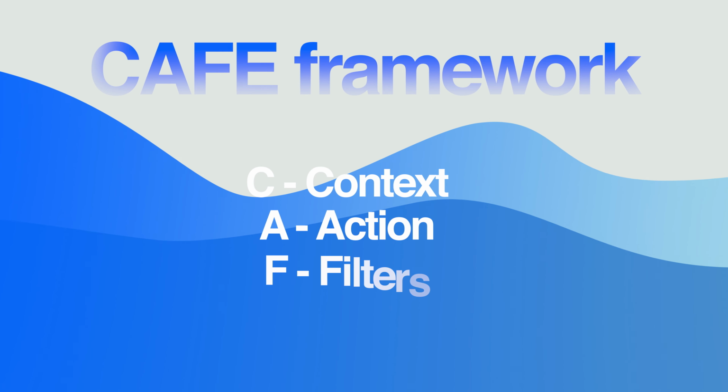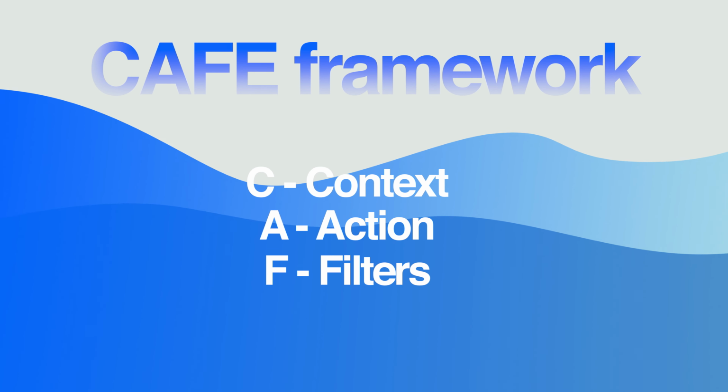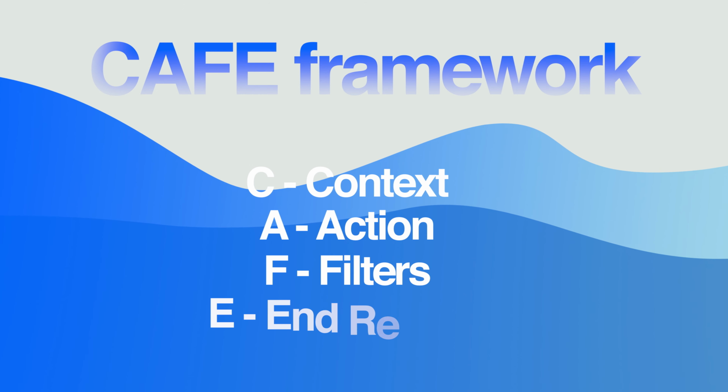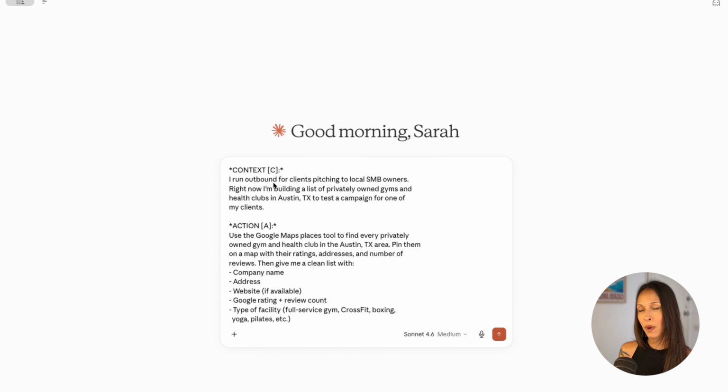F is for filters, and this is the specific criteria that you want Claude to use. Basically, anything that you would use to narrow down a list. For example, include X, not Y, that would go here. And the more specific that you can get with your filters, the better the result. And E is for end results. What do you want the answer to look like? Is it a paragraph, an interactive table? Make sure to specify. So let's go through my prompt really quickly.